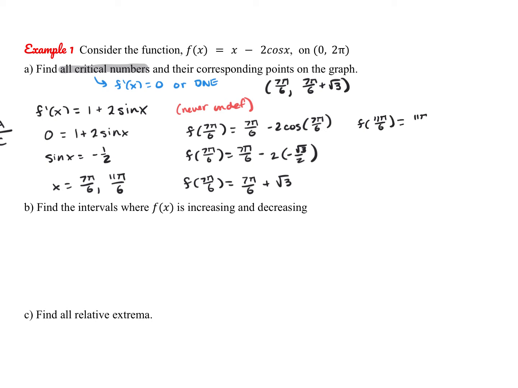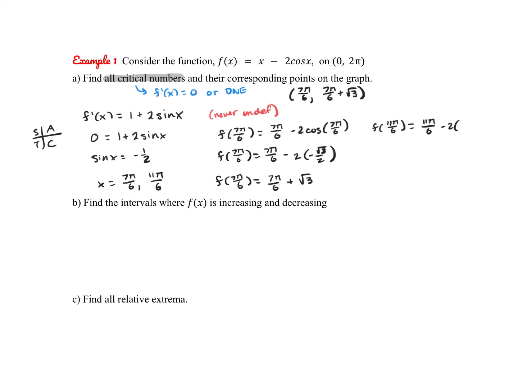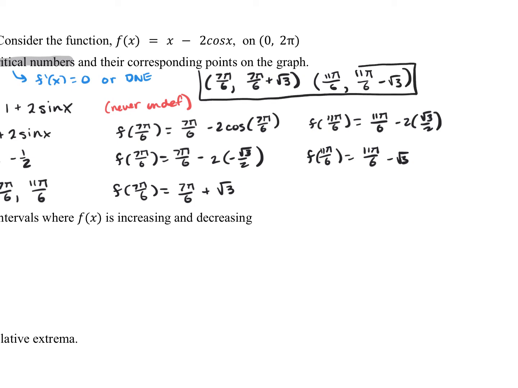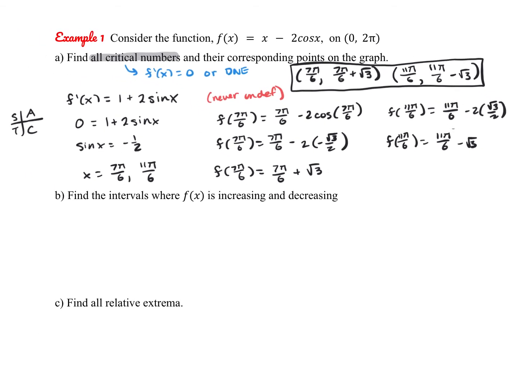So it ends up being 11 pi over 6, and then we have minus 2 times, here in quadrant 4, remember cosine is positive, so it's times positive root 3 over 2. So I kind of skipped a step here. I'm just plugging it into our function. So this value, 11 pi over 6, is 11 pi over 6 minus root 3. So that's our other coordinate. So 11 pi over 6, 11 pi over 6 minus root 3. So those are the coordinates on our graph that correspond to the critical numbers.